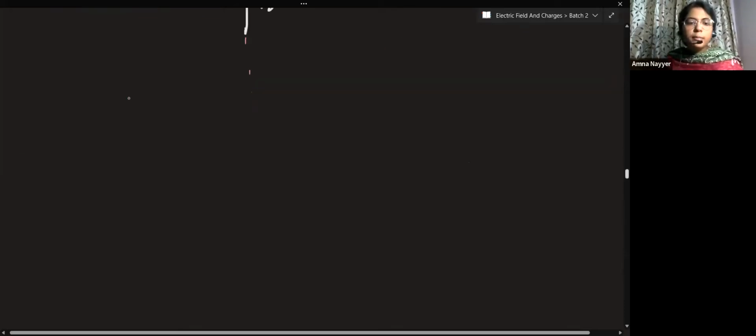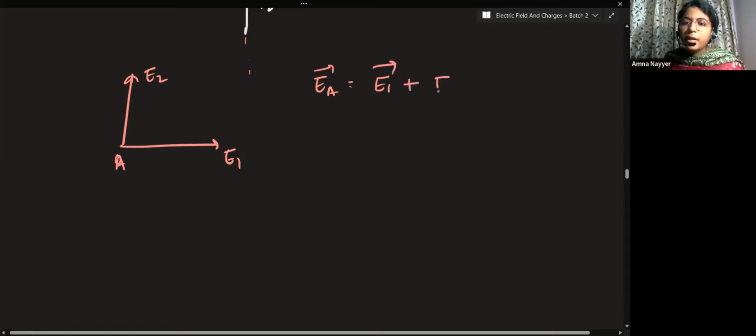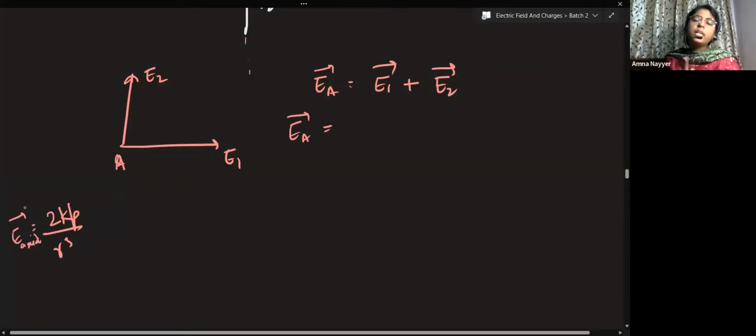So ultimately you have E2, you have E1 with you, and the resultant at this point A is what we have to find out, EA. So see, EA will be given by what? Using your superposition principle, you can easily say EA is given by the vector sum of E1 plus E2. You have to add them vectorially. Now both of them are axial, and for axial we have seen the electric field is 2Kp by r cube. Had it been equatorial, we would have taken only Kp by r cube.